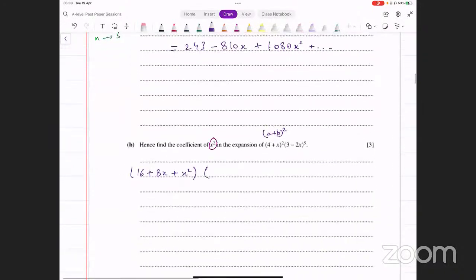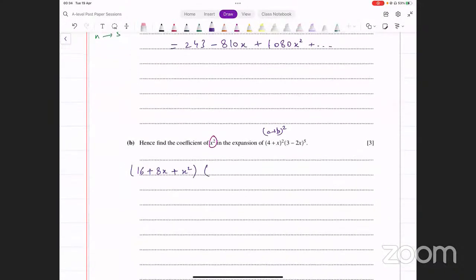इसकी first three terms हमने ऊपर निकाली हैं. हमें वही चाहिए because we are only concerned about the term in x square. बाकी तो हमें नहीं चाहिए. So I'm going to just write those three terms here. 243 minus 810x plus 1080 x square. Okay. And now we are looking for the term in x square.